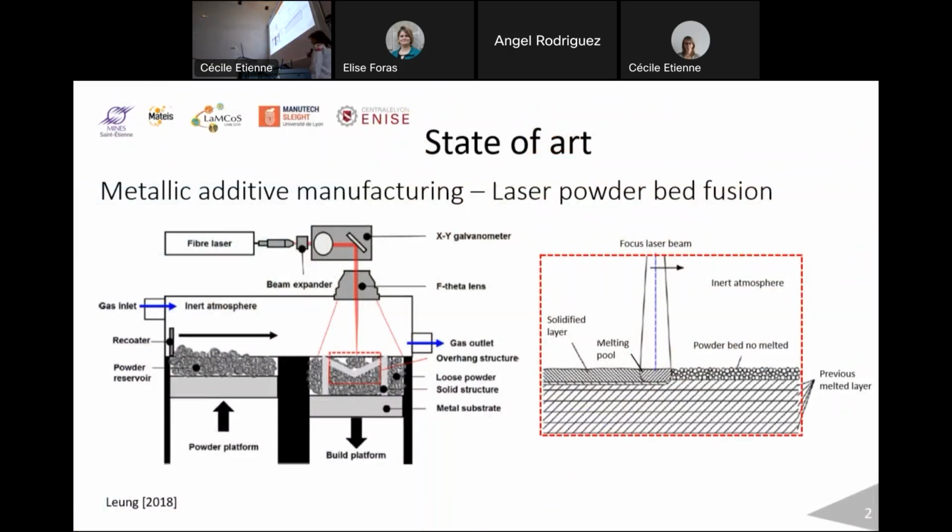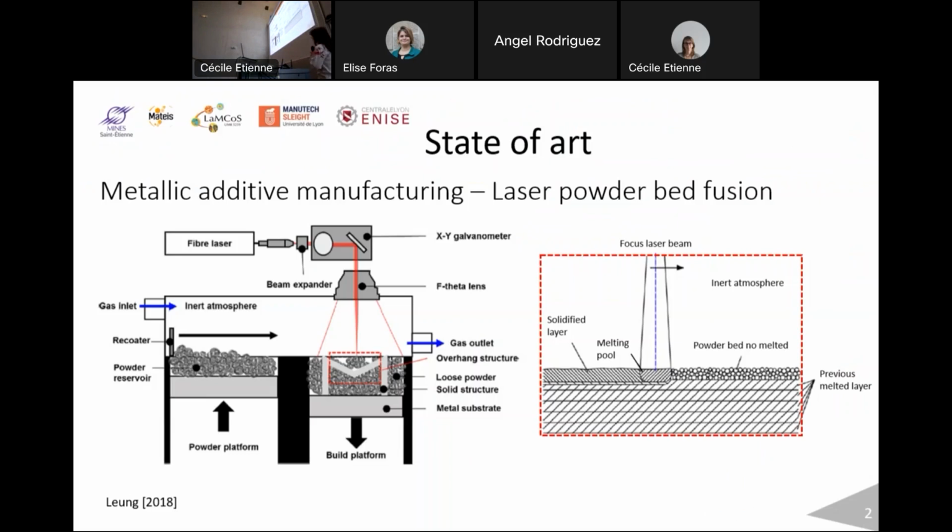Laser powder bed fusion is the most commonly used process for metallic additive manufacturing. So you have a machine here, an LPBF machine, and I use a ProX 200 at ENIS. In this process, you have a storage of powder here, and here you have the build platform.